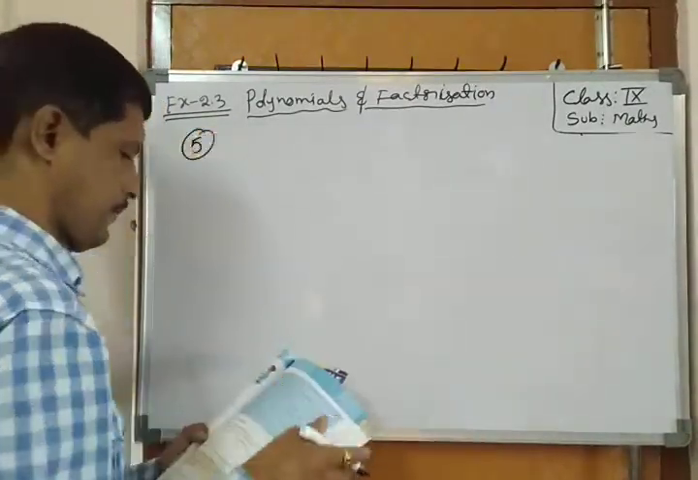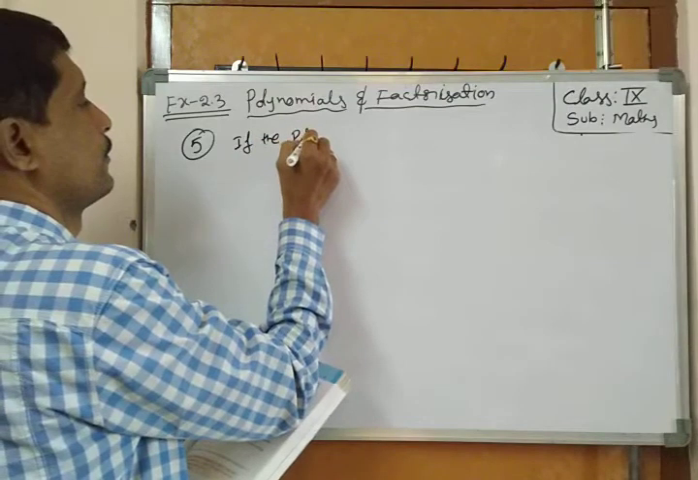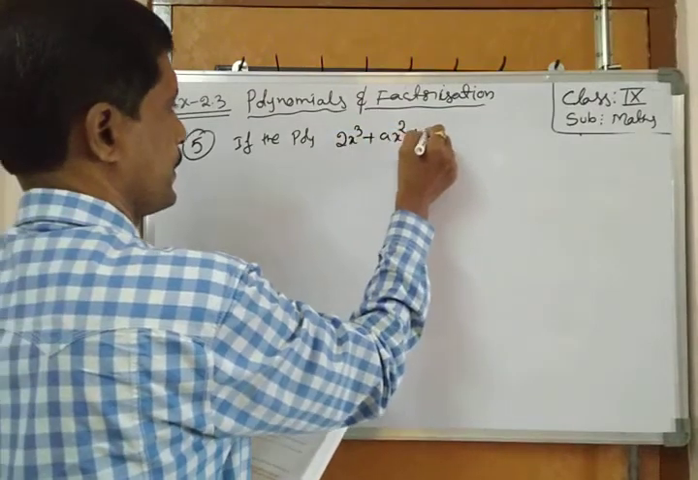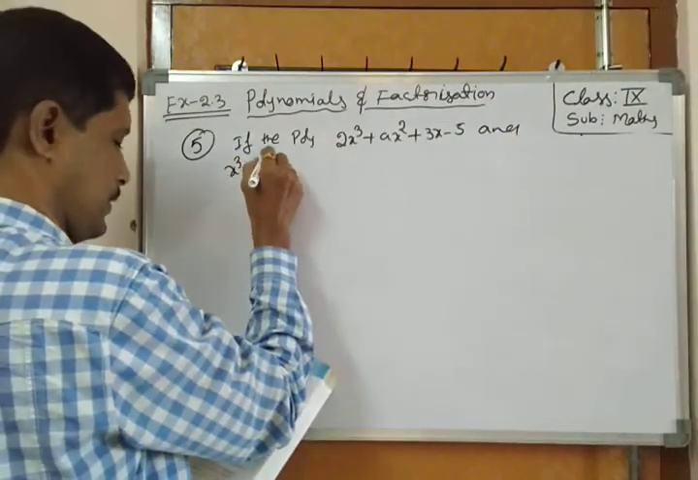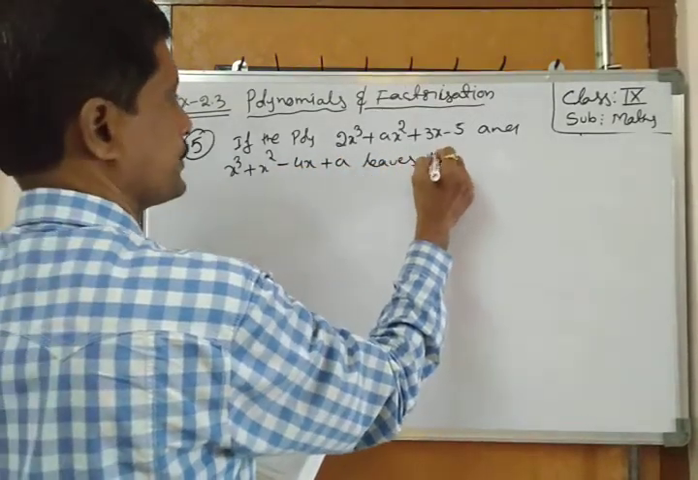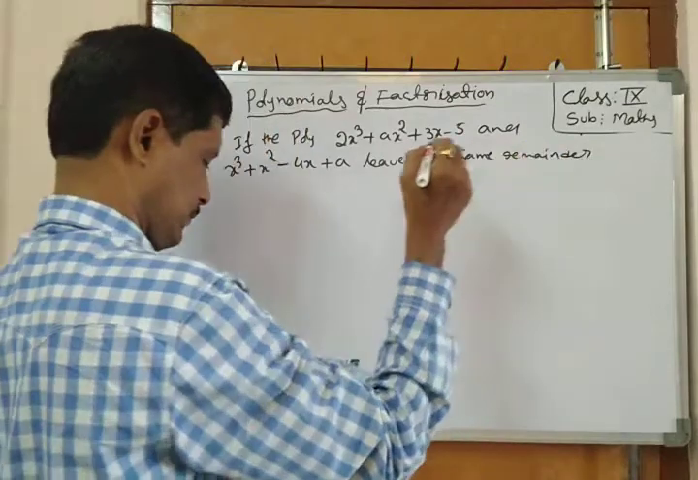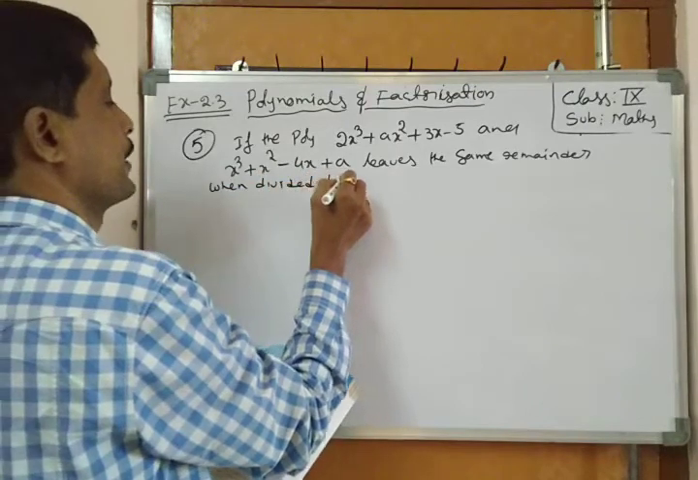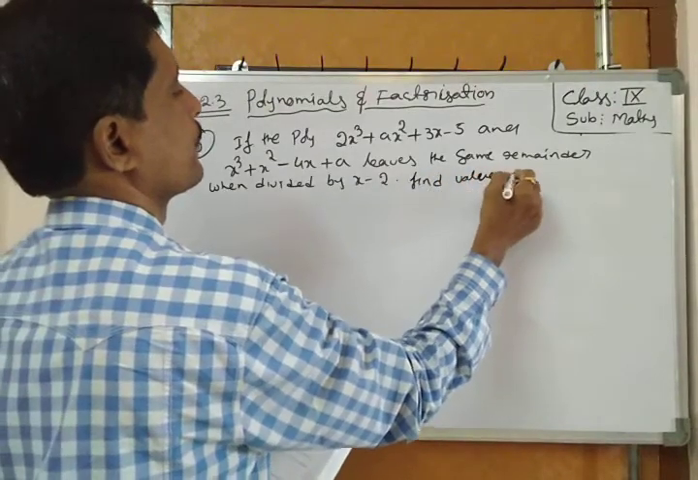Fifth question. If the polynomials 2x cube plus ax square plus 3x minus 5 and x cube plus x square minus 4x plus a leave the same remainder when divided by x minus 2, find the value of a.